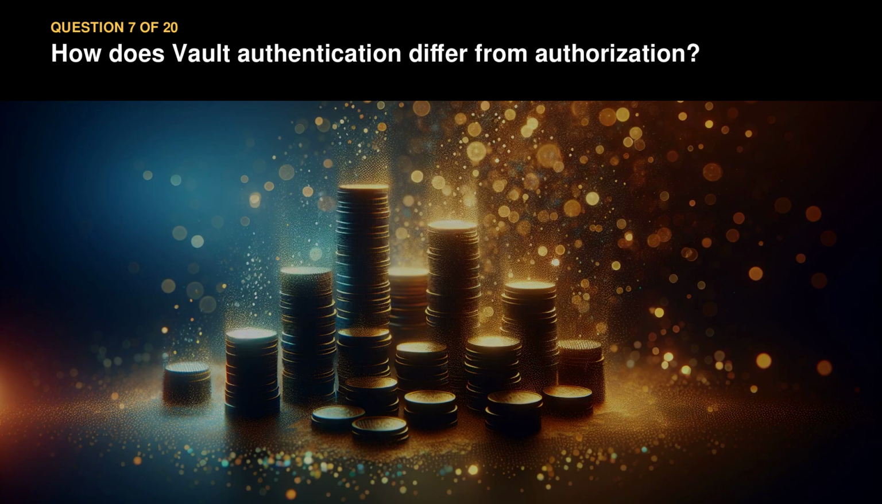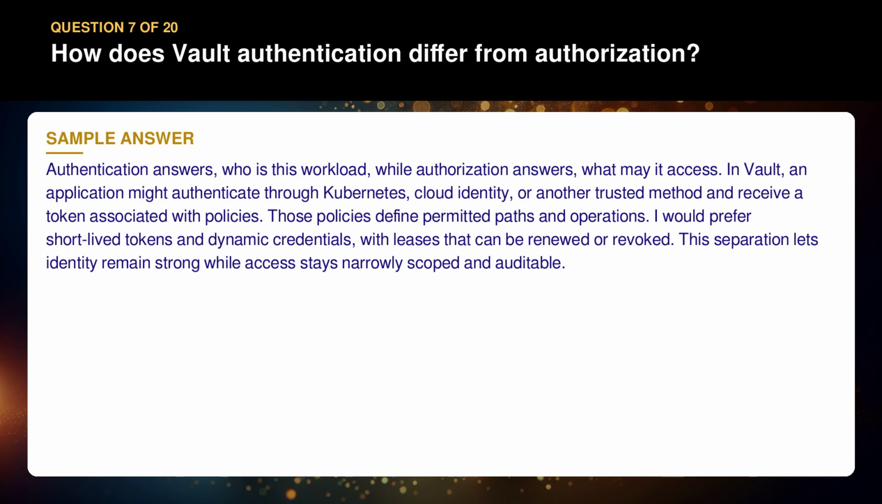Question 7. How does Vault authentication differ from authorization? Authentication answers, who is this workload, while authorization answers, what may it access? In Vault, an application might authenticate through Kubernetes, cloud identity, or another trusted method and receive a token associated with policies. Those policies define permitted paths and operations.